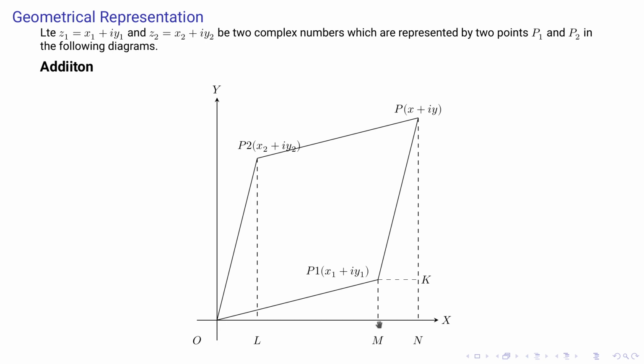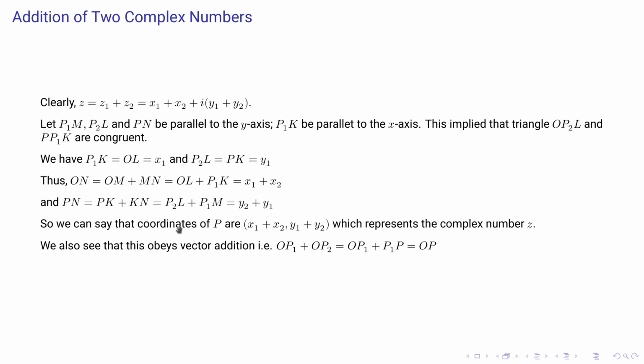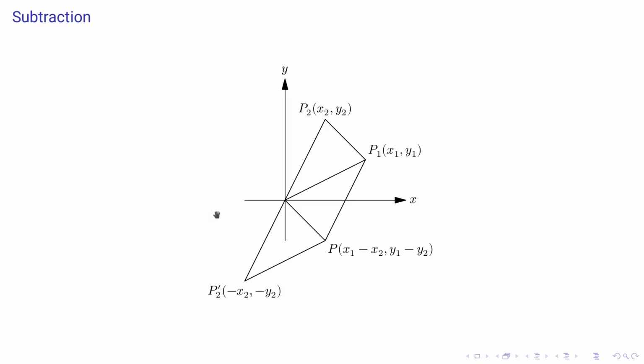Now OM is our x1, and OL is equal to MN, which is our x2. Now this is equal to P1K, so this is equal to x2. So ON will become x1 plus x2. And that's how you sum two complex numbers in the vector plane. Now the same thing is repeated here in theory.